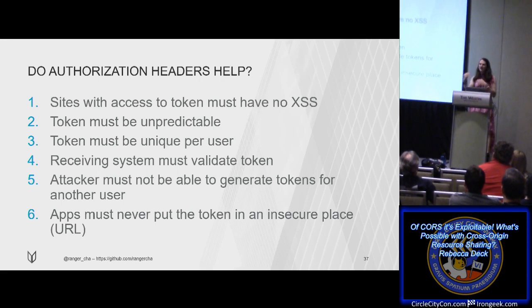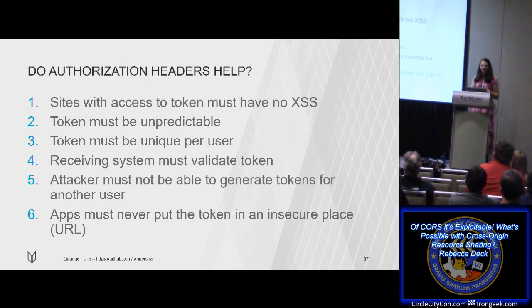So first, any site that has access to that token can't have any cross-site scripting in it. So if you are running a SaaS service and you have it whitelisted to specific origins, any of those origins having a cross-site scripting vulnerability in them is going to be all bets off. And that's true of any CSRF protection at all, right? So they'll be able to force you to make any request because now it's coming from a valid origin.